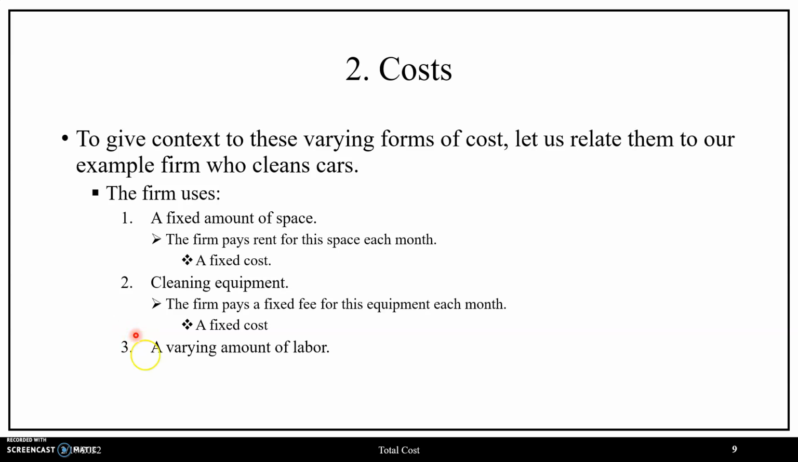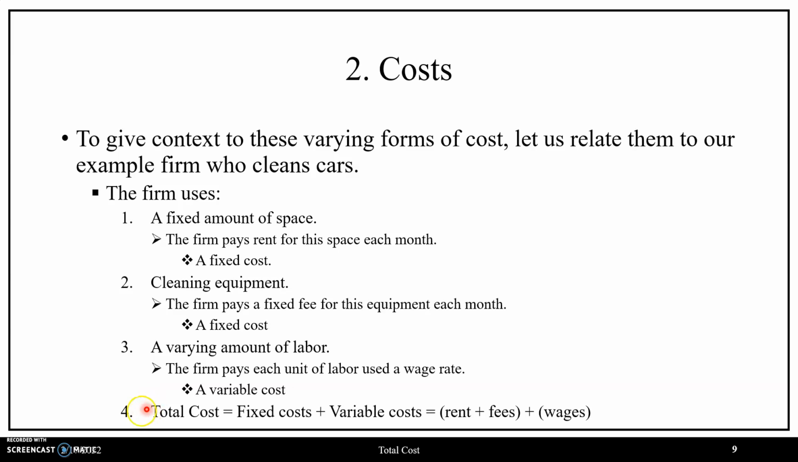Then lastly, when we were looking at the production function, we were looking at how productive the labor was in terms of staffing decisions. So there's going to be a varying amount of labor, where this labor is paid a wage rate, where the wage rate is paid for each unit of labor or employee that is used. And so this is going to account for a variable cost in that if 0 employees are used, 0 cars are cleaned, 0 wage rates need to be paid out. Whereas if 1 unit or 1 employee is used to clean cars, then some wages must be paid. And if we bring a second person on board, further wages need to be paid, so on and so forth.